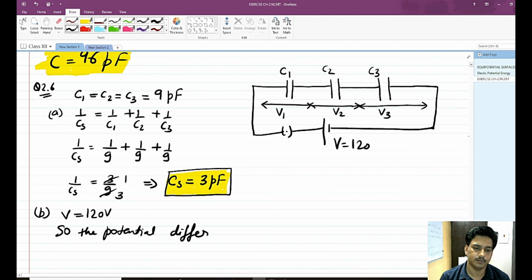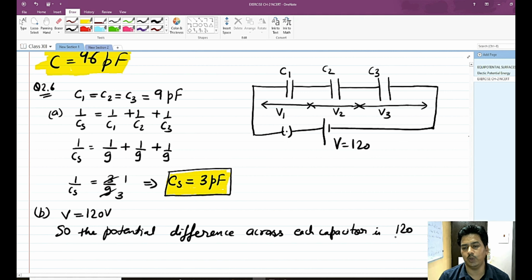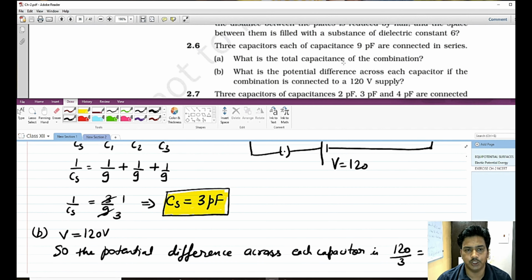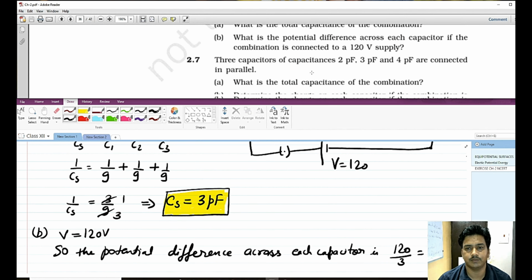So the potential difference across each capacitor is 120 by 3, that is 40 volt. So potential difference across each capacitor will be 40 volt. Now the next question is question number 2.7.